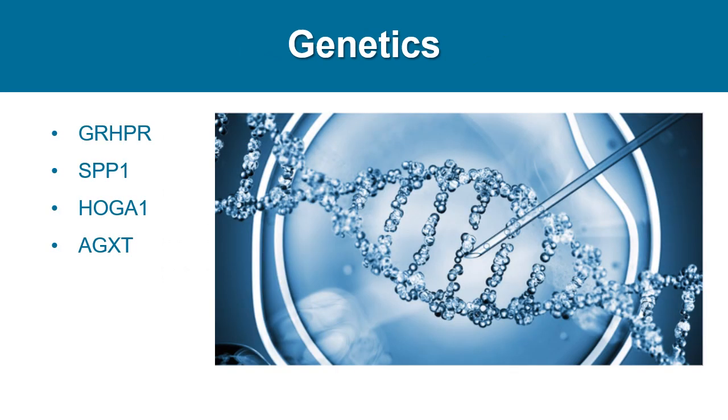So let's get into the genetics of oxalates. Like I said, this is going to be the minority of patients, but in my practice, I do see it about 15% of the time, which is very significant for these people. So the four primary genes are GRHPR, SPP1, HOGA1, and AGXT.